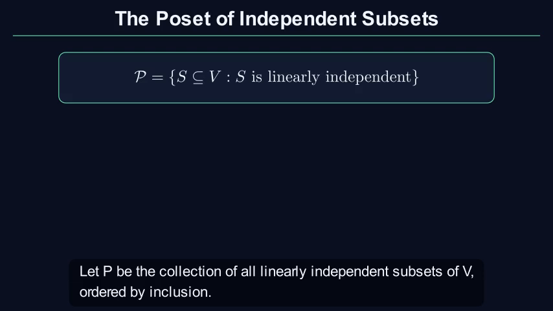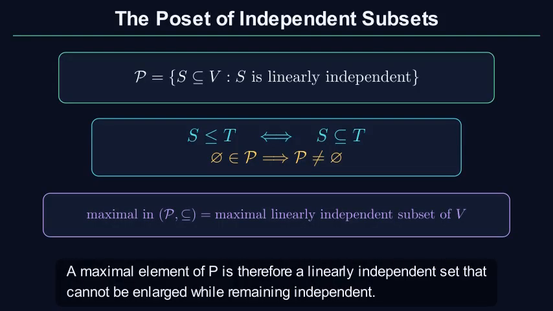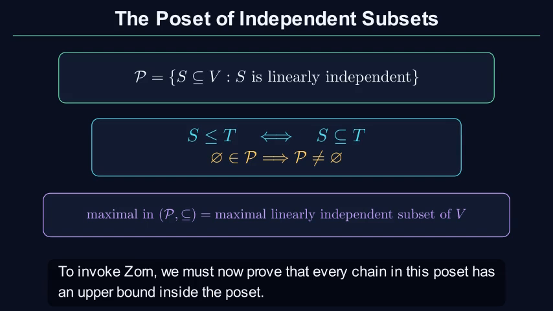Let P be the collection of all linearly independent subsets of V, ordered by inclusion. This poset is non-empty because the empty set is linearly independent. A maximal element of P is therefore a linearly independent set that cannot be enlarged while remaining independent. To invoke Zorn, we must now prove that every chain in this poset has an upper bound inside the poset.